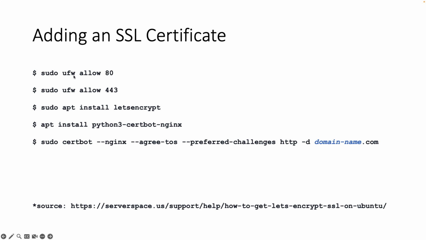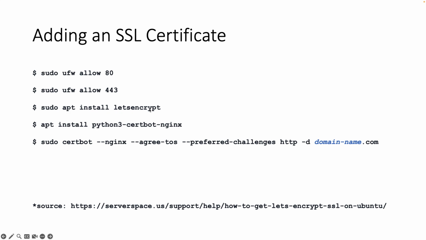So UFW, which is Uncomplicated Firewall, is a system that's built into Ubuntu. And by saying UFW allow 80, it just means open up port 80. Now, we did this earlier, so we don't really have to do this now. But if you had forgotten to do it, you can do that to open up port 80 and to open up port 443.